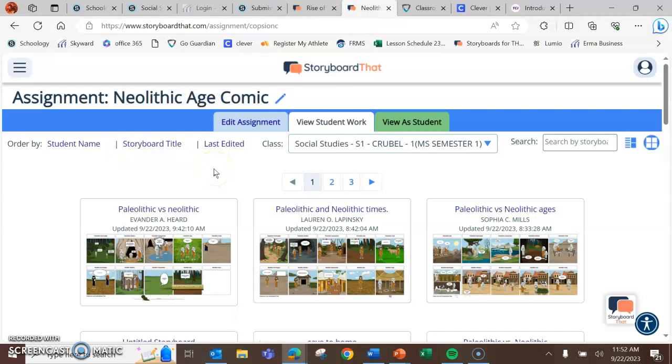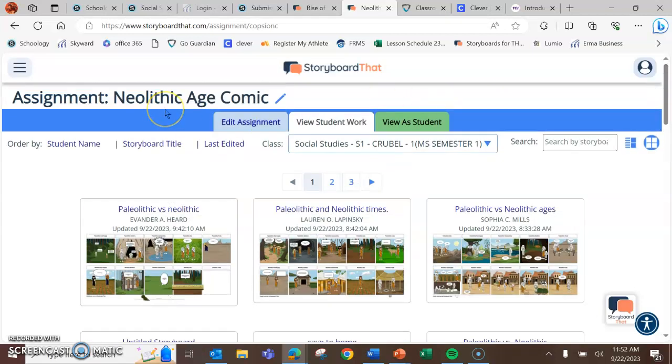The Neolithic Age comic, the Paleolithic versus the Neolithic. That one is due. I will not take it after next week. That was the one where we had the 10 panes, and you were comparing the old Stone Age versus the new Stone Age. Those need to be done and completed.